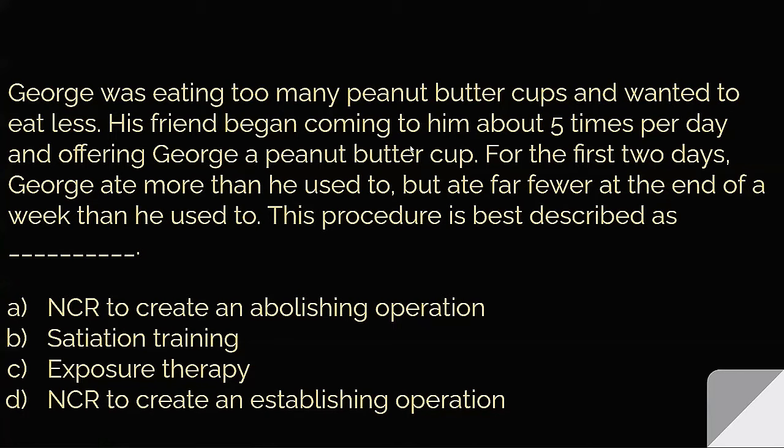So that looks like that's what happened here. His friend just gave him one about 5 times a day. You could figure out how many hours they had in a day and divide it by 5, so we can figure out what that fixed time interval was. But George didn't need to do anything to get the peanut butter cups. Just his friend gave them to him. And it looks like it had that effect, that he didn't want them after a while. So it is A, I think. But let's look at this.